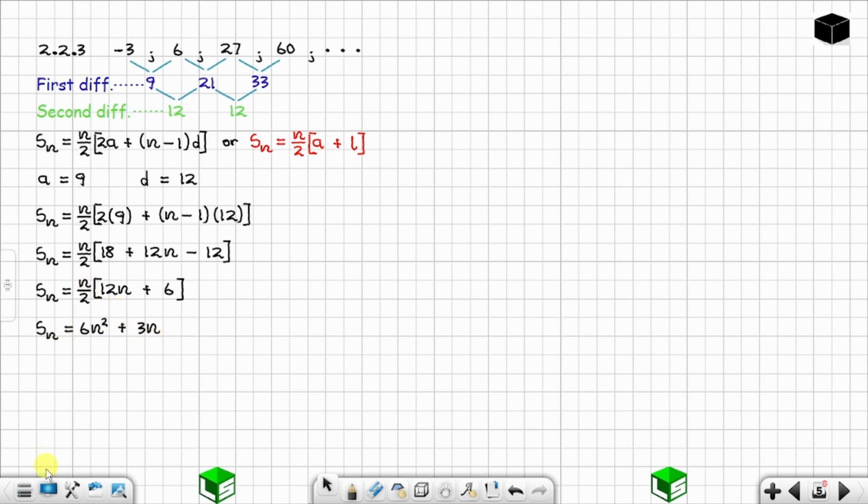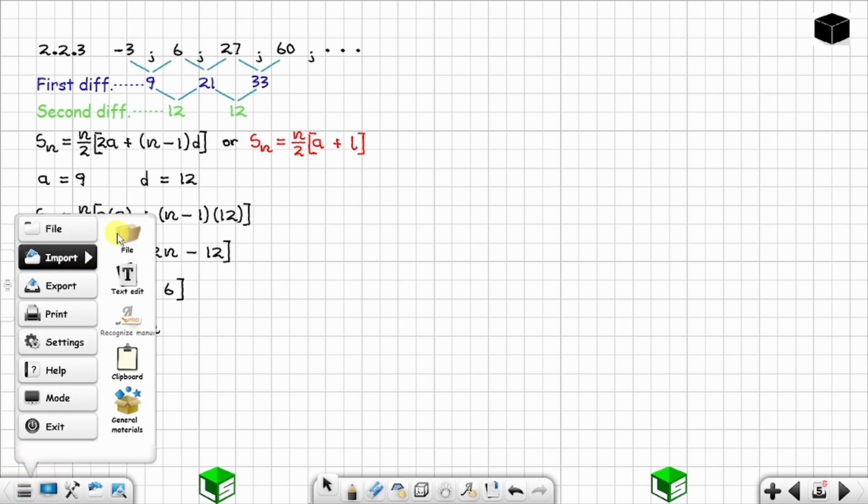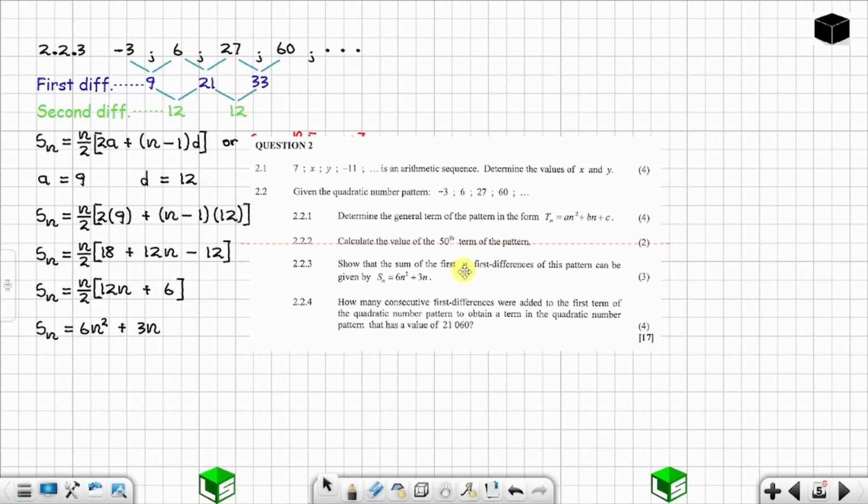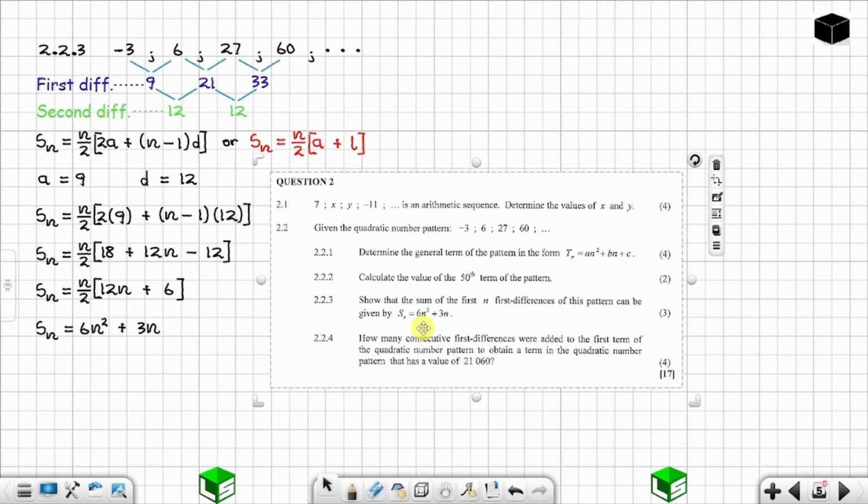Can you see we have proved? Can you see that from the question? As simple as that. Sn is equal to 6n squared plus 3n. And we have proved. As simple as that. Okay. So this question is not complicated.